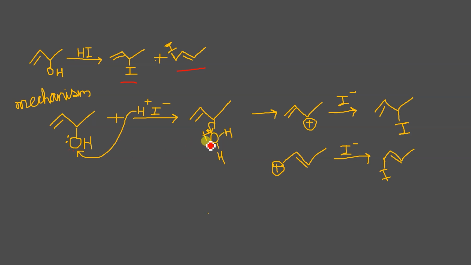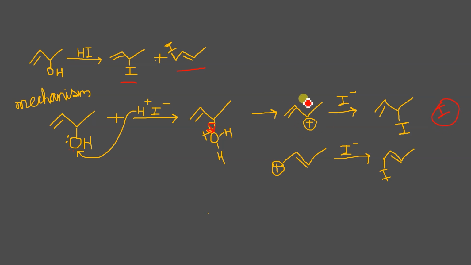Since oxygen is now bonded with one lone pair, it will have a positive charge. What next? This bond will break and it will give you H2O. H2O will come out and it will generate a carbocation over here, isn't it? Now the negative charge will attach to this and give you the product like this. Clear? So this is product number 1.